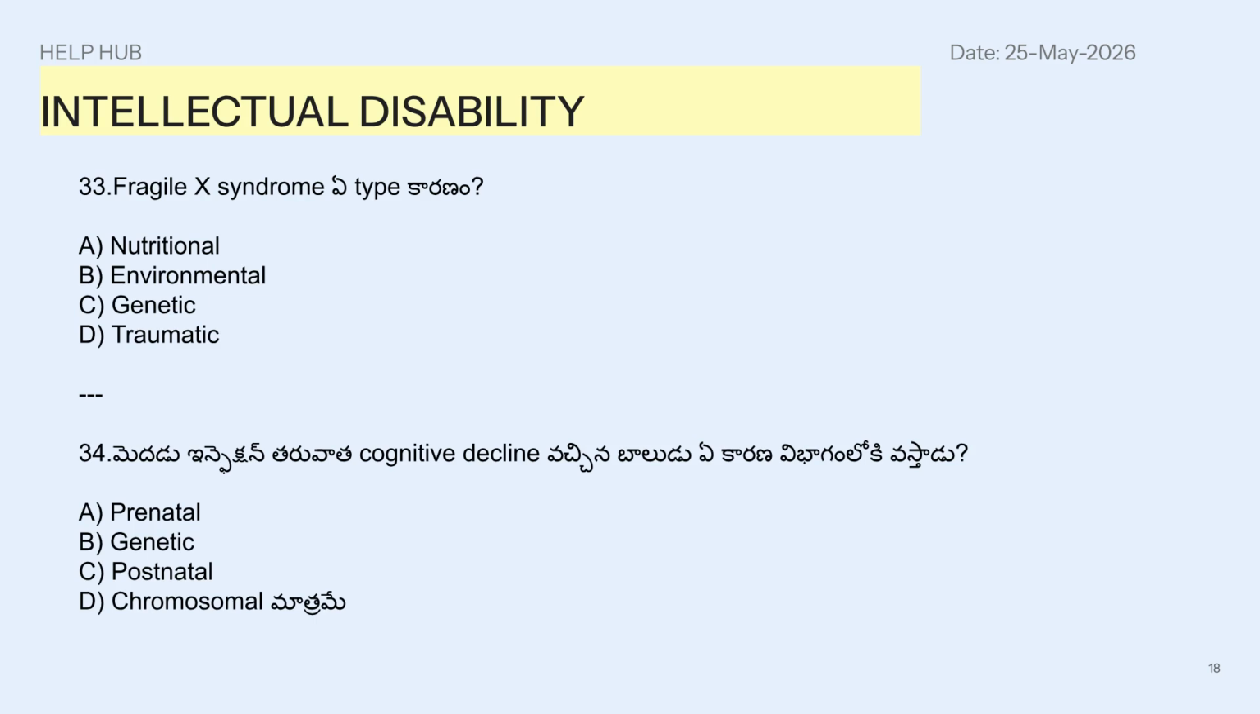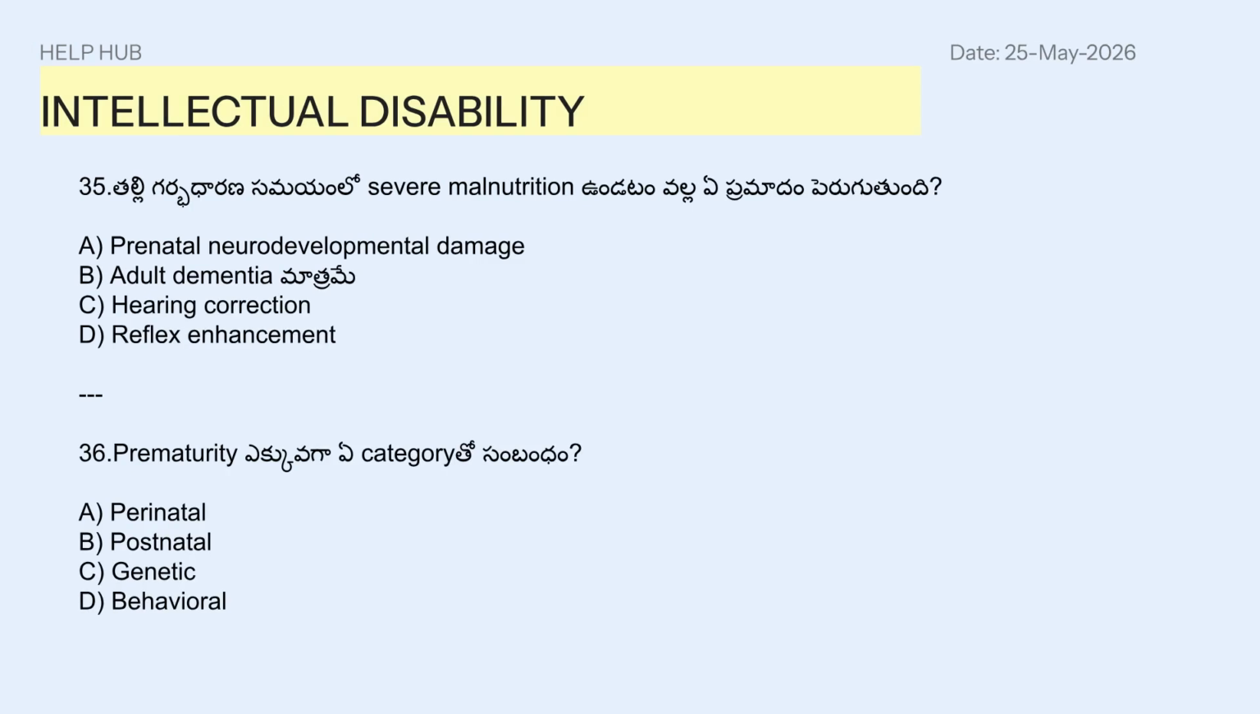Question 34. A child experiencing cognitive decline after a brain infection falls into which causal category? The answer is C, postnatal. Question 35. What risk increases due to severe malnutrition during the mother's pregnancy? The answer is A, prenatal neurodevelopmental damage. Question 36. Prematurity is mostly related to which category? The answer is A, perinatal.